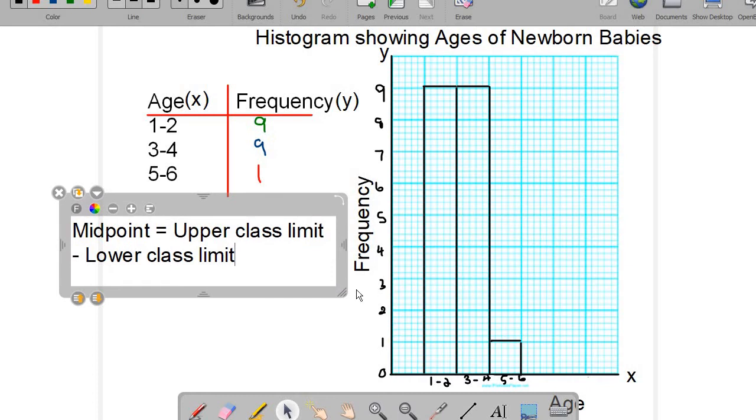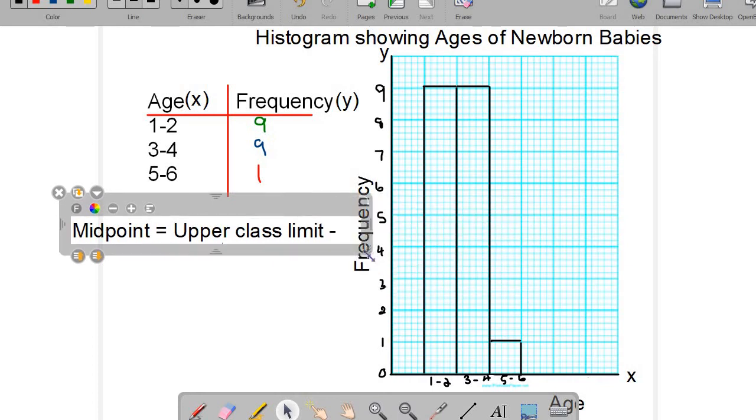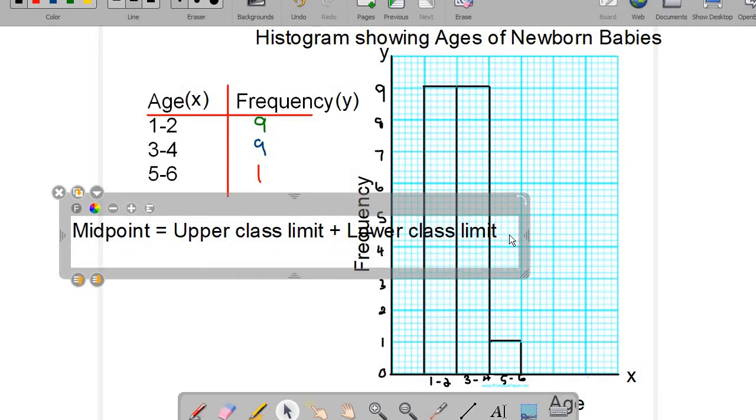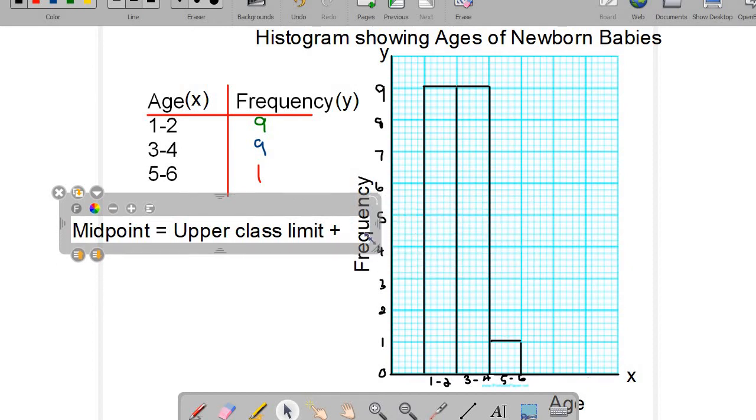So how are we going to calculate the midpoint for the frequency polygon? We're going to use this formula. Sorry, it's not minus, it's plus. Keep putting minus there. You're not going to subtract, you're going to add the upper class limit to the lower class limit and divide by 2 to find the midpoint.